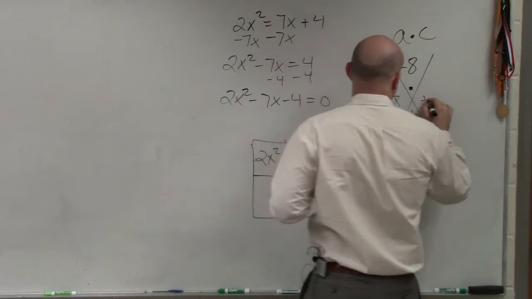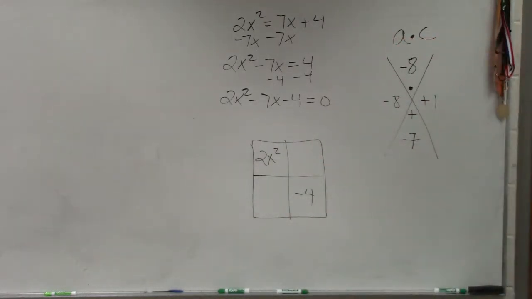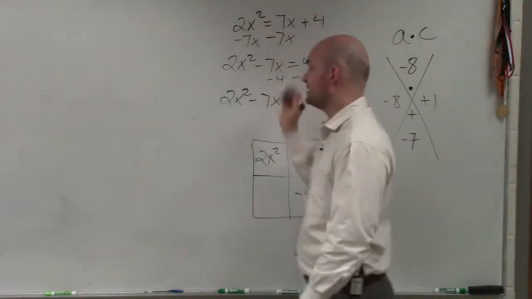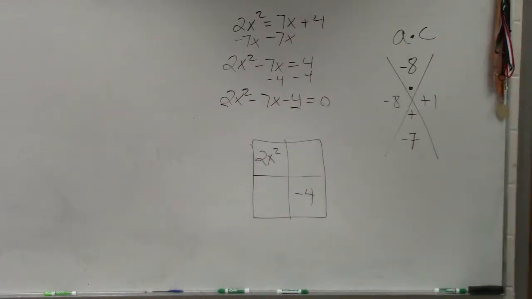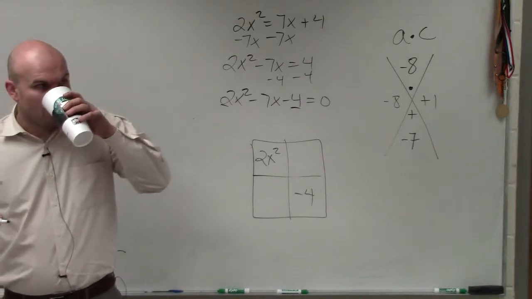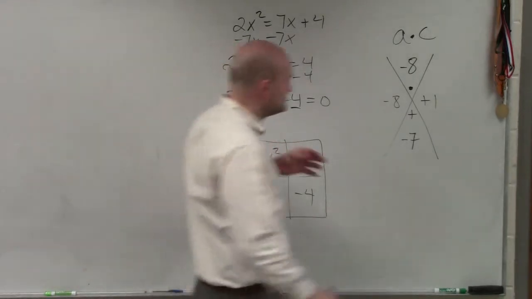-8 and +1. Do you have any questions? -8 came from a times c. Remember ax squared plus bx plus c? 2 times -4. So you always have to multiply your first term and your last term. Now, before when we were doing this, when a was equal to 1, we didn't have to multiply. Well, we did, but 1 times c was always just c.